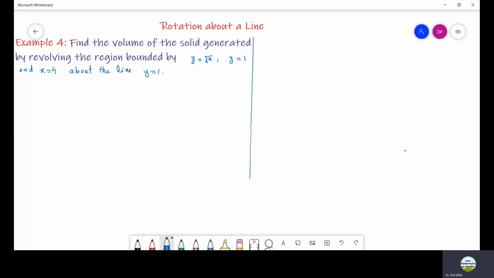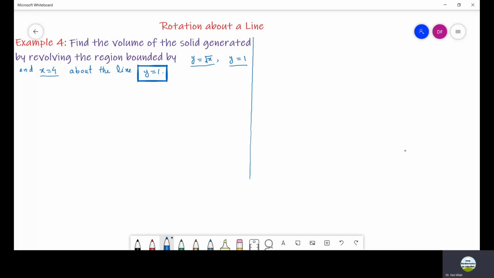In example number 4, we are given a curve y is equal to under root x and another curve y is equal to 1, which is a straight line. And we need to rotate the region between these two curves about the line y is equal to 1 to generate a solid. And then we need its volume. One point on the x-axis is given, which is x is equal to 4.